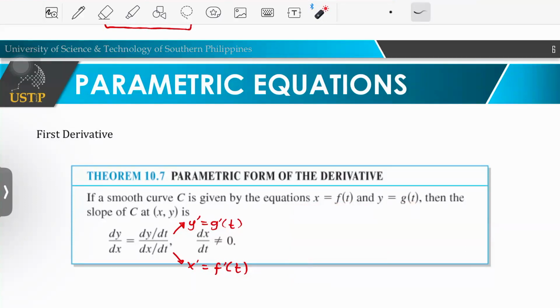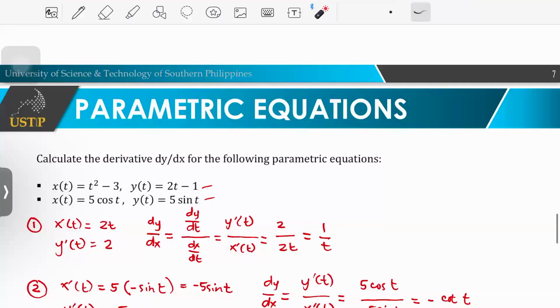Okay? You can cancel the dt over dt, no? So that will leave us with dy over dx, given that dx over dt must not be equal to 0. Okay, again, there are two ways. But what we will show now is how do we get the derivative of the rectangular equation using parametric. Kabalo na mo kung saan pag kuha sa derivative using rectangular form. Okay, so let's have an example.